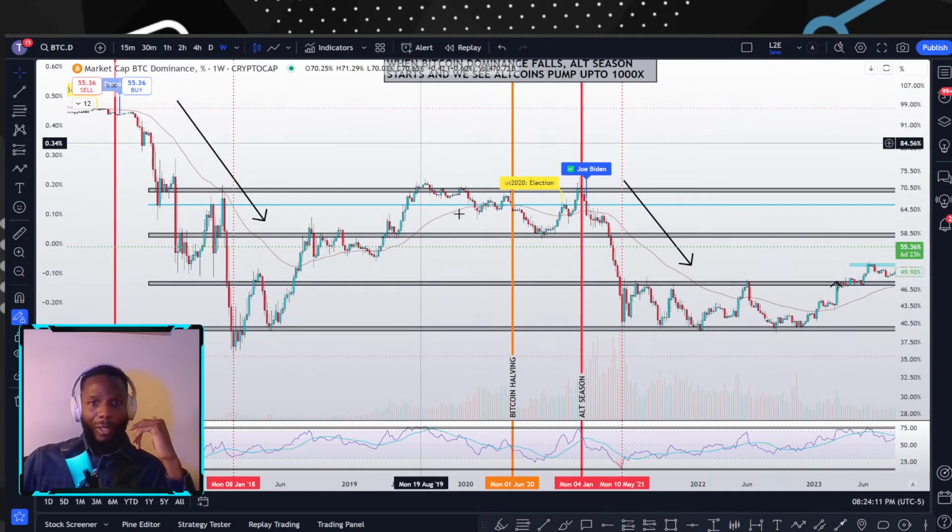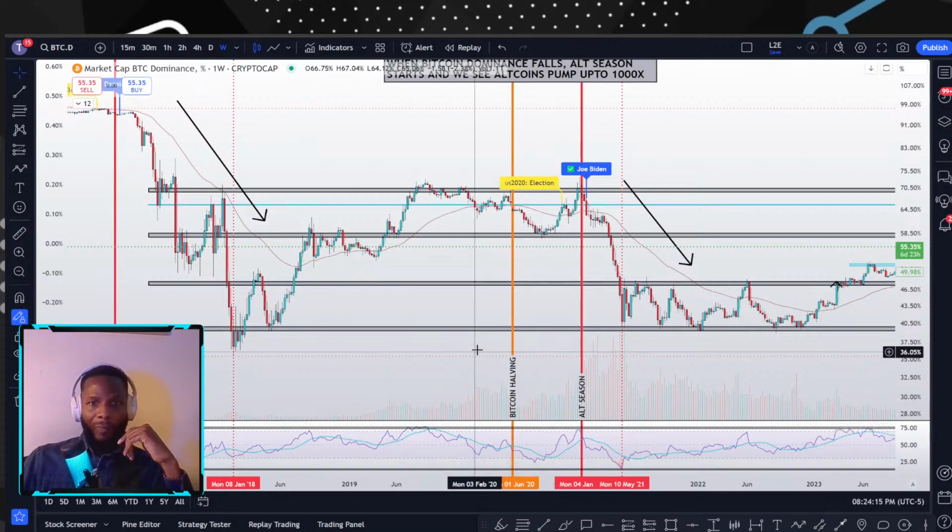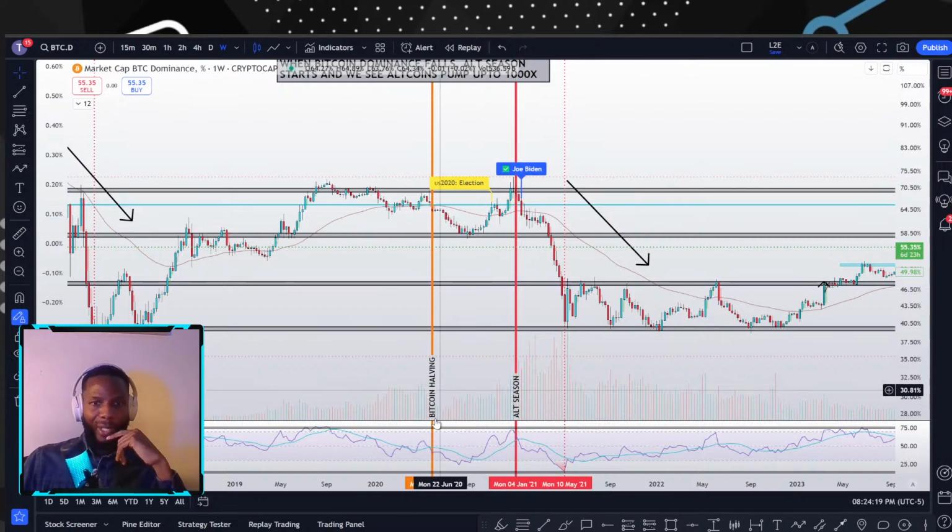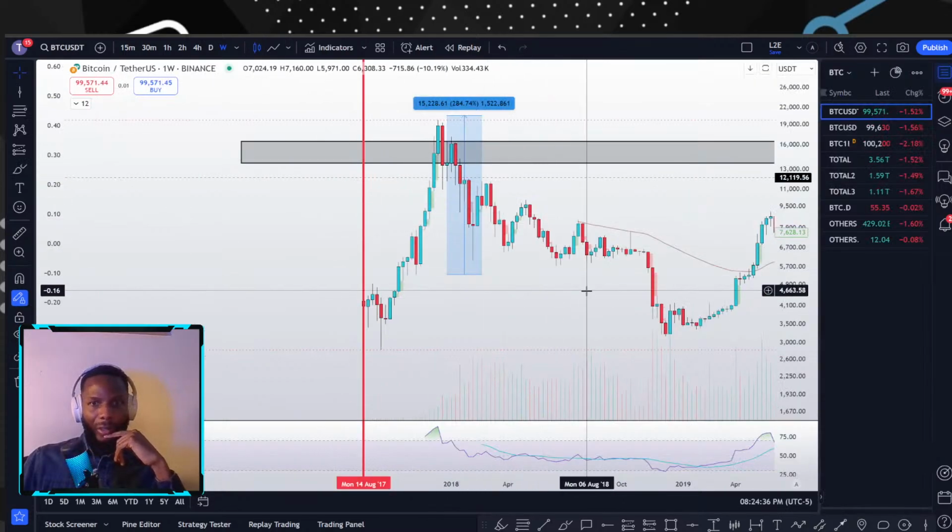Then if you fast forward to the year 2020, 2021, we had a Bitcoin halving, then we had the election, and this is when Joe Biden became president. Joe Biden was inaugurated in 2021. Right? So over here, you had the Bitcoin dominance fall starting in January. So let's go to 2021 on Bitcoin's chart.